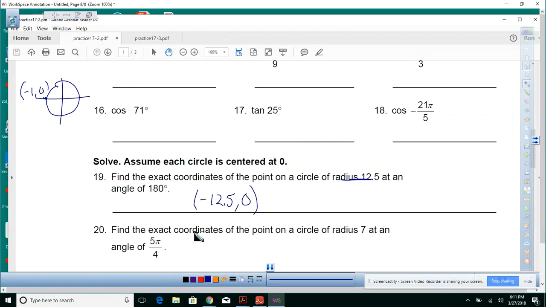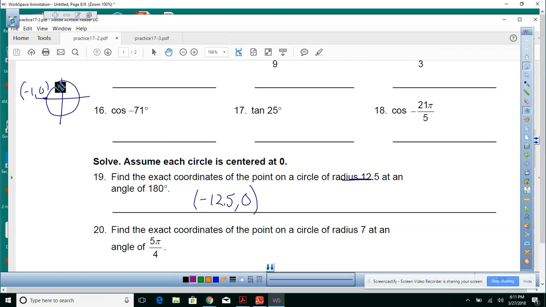All right, good. Find the exact coordinates of a point on a circle with a radius of 7 at an angle of 5 pi over 4. Okay, 5 pi over 4. That's going to be, where is that at? That's 5 pi over 4.